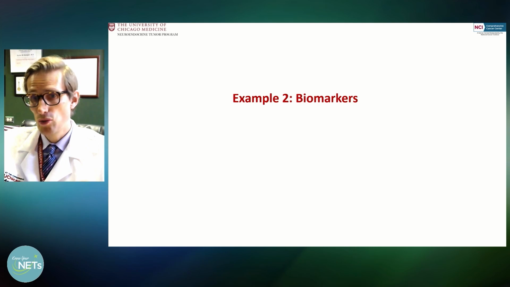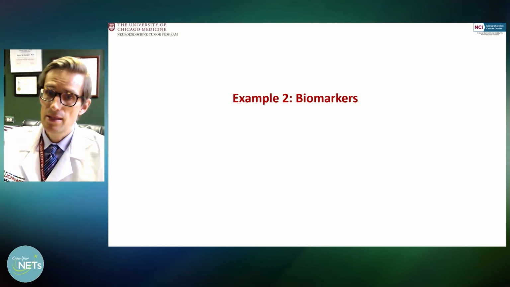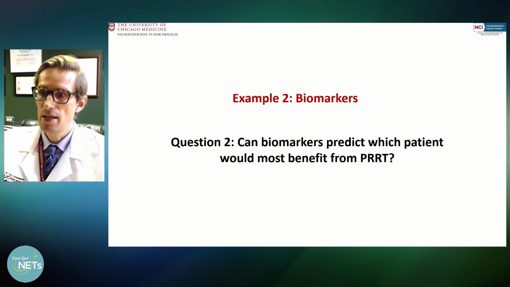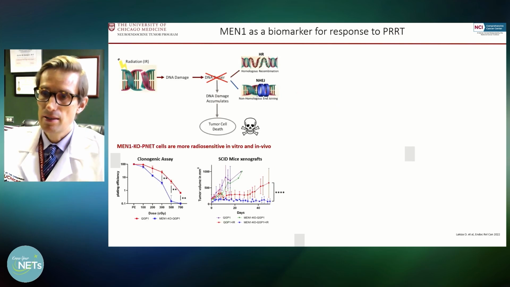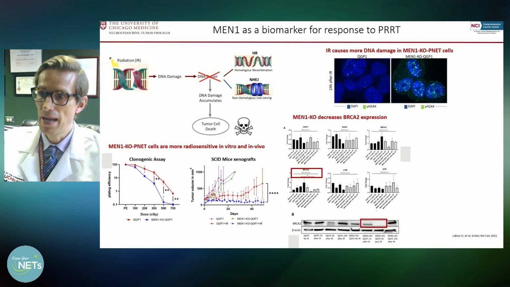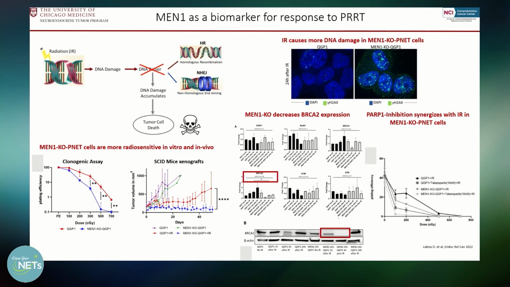Now, example number two of PRRT and sequencing and how we should think about it: biomarkers. The question here is, can biomarkers predict which patient would most benefit from PRRT? And here again, this is some data coming from my lab that we published a few years ago, where we essentially showed that if your tumor, usually pancreatic neuroendocrine tumors, had an MEN1 mutation, you would be more likely, or at least the cells and the mice that we used in the lab were more likely, to respond better to radiation.